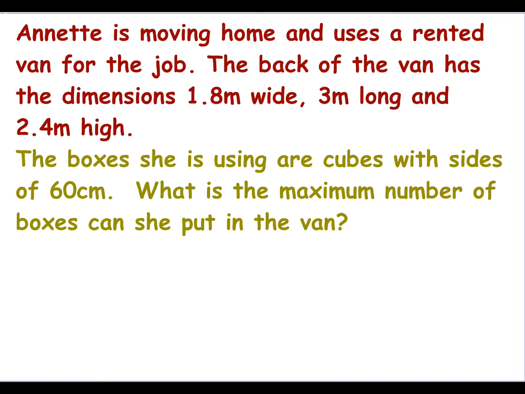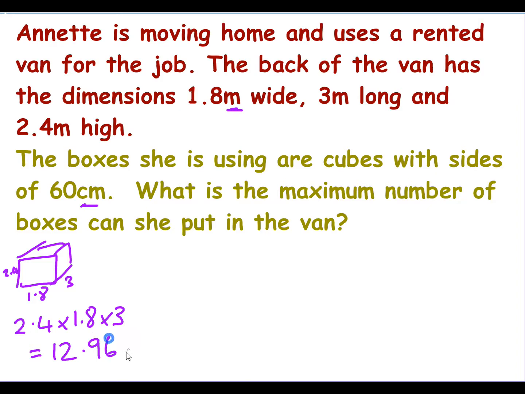So we need to decide before we start whether we're working in meters or centimeters. Whichever one we go for, we have to convert the other. So let's work in meters. The volume of the back of our van is 1.8 times 2.4 times the third dimension, which is 3. So let's do that first. The volume of the back of our van is 12.96 and the units are meters cubed.